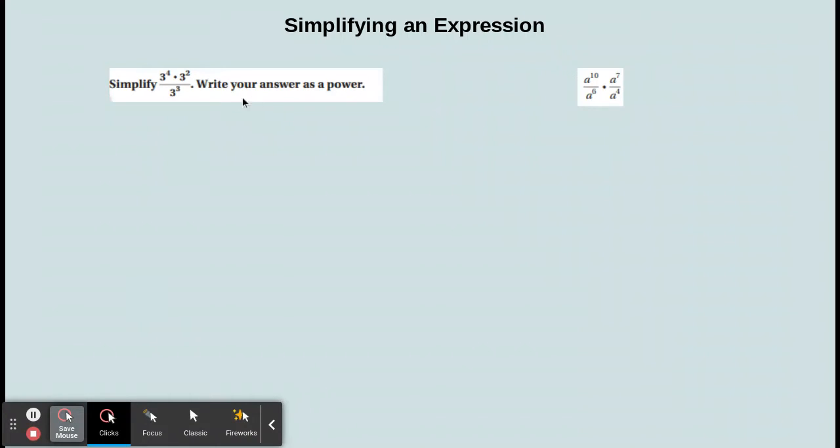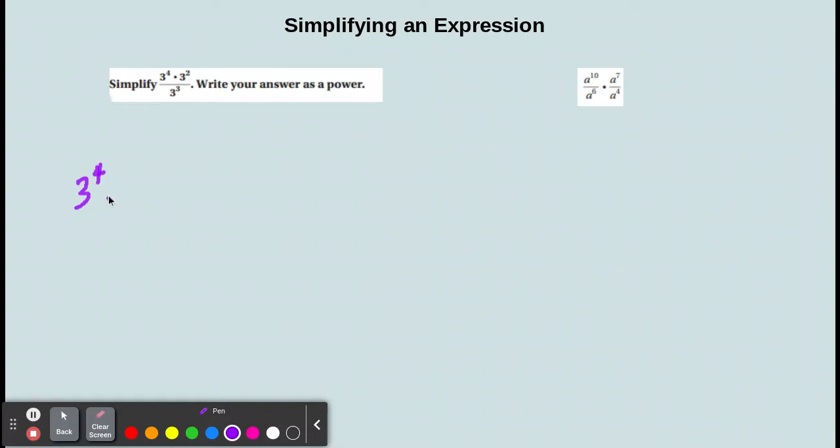Okay, so for this first one, we know our answer needs to be written as a power. So let's start by first looking at the top part of our fraction. We have 3 to the 4th times 3 to the 2nd. Remember, this is one of our properties. It's our product of powers property, where it says a to the m times a to the n is the same thing as a to the m plus n, right? So for this one, 3 to the 4th times 3 to the 2nd is the same thing as 3 to the 4 plus 2, which is 6, okay?